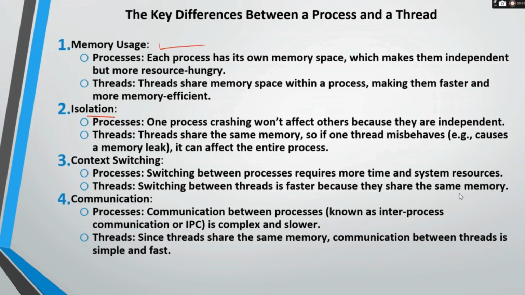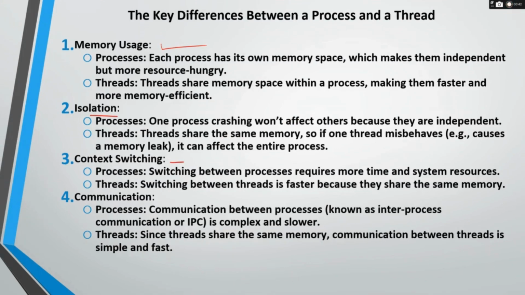So it can affect the entire process. Okay. Now there is one more top parameter based on which we can compare processes and threads, like context switching, meaning switching between two processes and two threads. As we know, in the case of processes, it's very costly to switch between them. It will take more time and system resources. But in the case of threads, as they are faster and lightweight, and also use the same memory of the parent process, the context switching becomes very easy between threads.